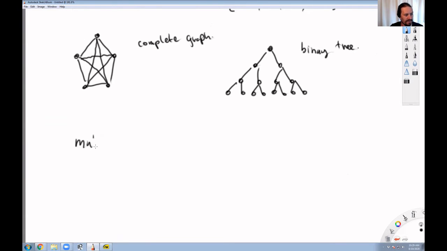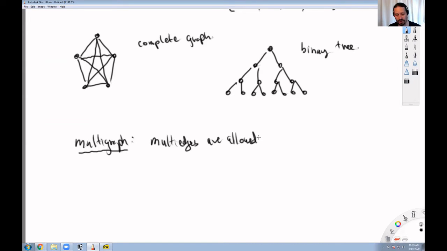Okay, so a multigraph is essentially a graph where we allow 2 additional properties. First of all, we allow edges to have duplicate edges, okay? So let's say multi-edges are allowed.